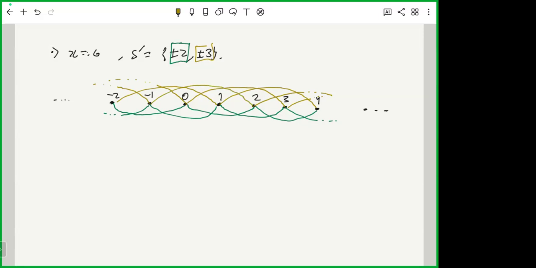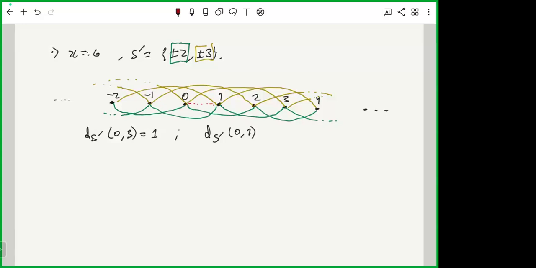Okay, now you see how the distances change. The distance with respect to S prime between 0 and 3 is 1. This could be weird, but it's just what it is in the graph. And the distance between 0 and 1, well, there is no edge between them, so the distance is greater than 1.